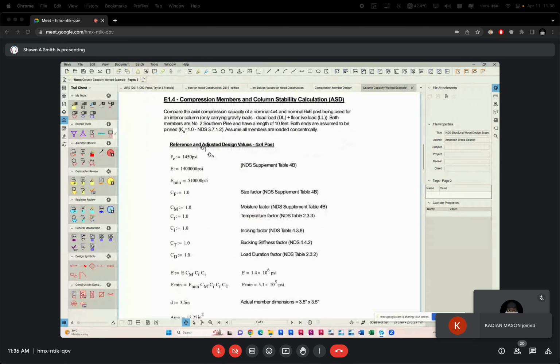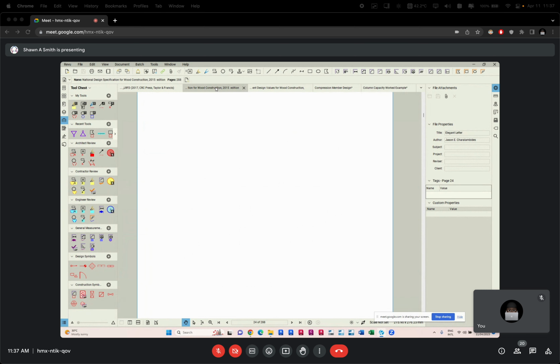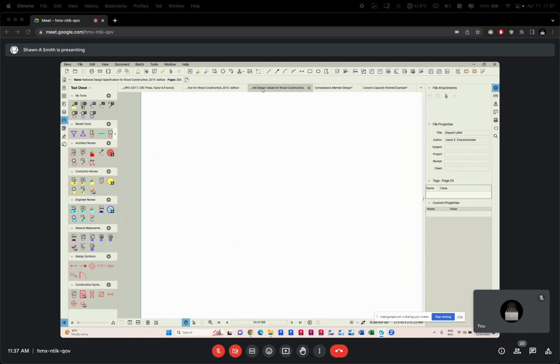First thing we're going to do, we're going to start with the 4x4. We're going to look at the 4x4 first. Remember now, it's number 2 Southern Pine. We're looking at compression, so we're going to take out the stresses that are important to compression. These are the only important ones. We don't look at bending, we don't want shear. We want Fc, E, and E min.